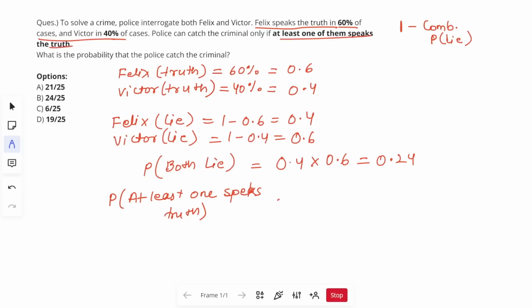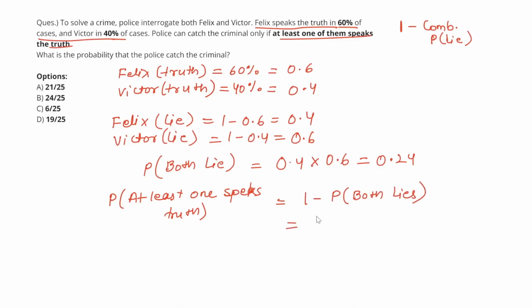So the probability that one of them speaks the truth is 1 minus probability of both lying. If we remove the probability of both lying out of 1, we will have the probability of at least one of them speaking the truth. So see, 1 minus probability of both of them lying, 0.24. This is going to give us 0.76.